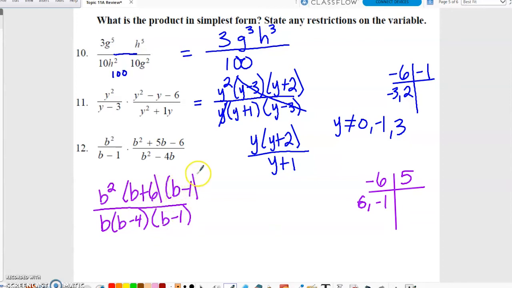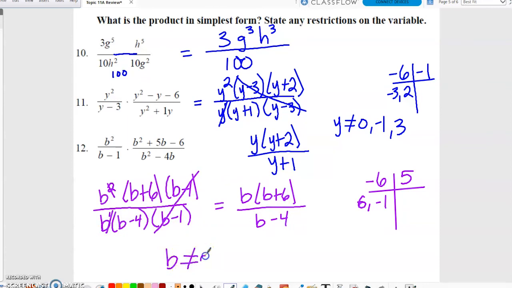All right, simplifying this out, looking at b minus 1, those are going to cancel. And then b squared and b to the first, this one's going to go out, and I'm going to be left with a 1b on top because 2 minus 1 is 1. We're going to get b times b plus 6, and then b minus 4 on bottom. Almost forgot my restrictions. We're going to say b cannot equal 0 from setting the b equal to 0. Setting b minus 4 equal to 0, it cannot equal 4. Setting b minus 1 equal to 0, it cannot equal 1.